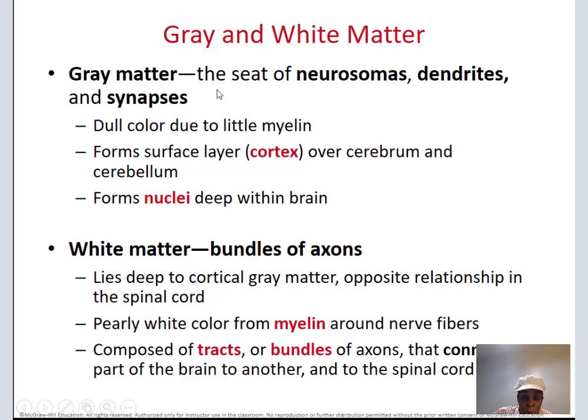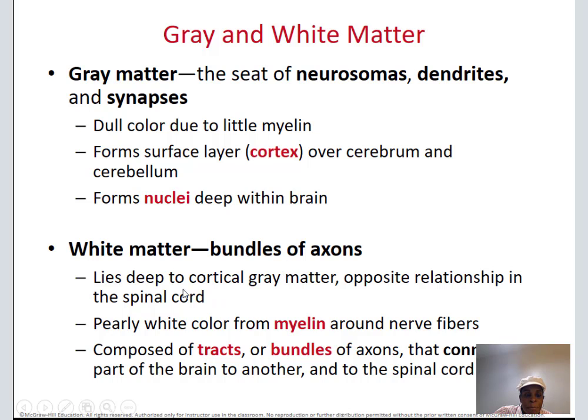The cerebrum has gray and white matter, just like in the spinal cord. But in the spinal cord, we say the gray matter is a butterfly-looking thing in the middle, and the white matter is around it. Here it's different. Here, the gray matter forms the cortex, the very top of the cerebrum. The gray matter is made of neurosoma, like cell bodies, dendrites, and synapses of the neurons. Here, we don't have myelin, right?